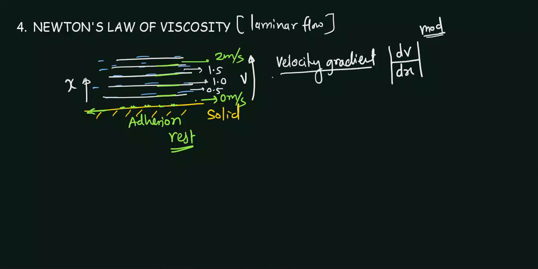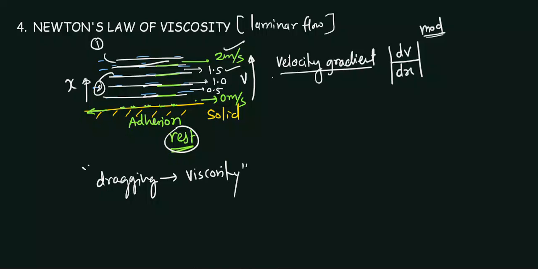Why is it happening? This is due to adhesive forces. If you take any two layers, this is layer 1 and this is layer 2, let's say, there will be a relative motion. See, this is moving fast, this is moving slow. Means there is a relative motion between these two layers, and the bottom layer will drag it backwards, and that dragging force or the dragging property is called viscosity.